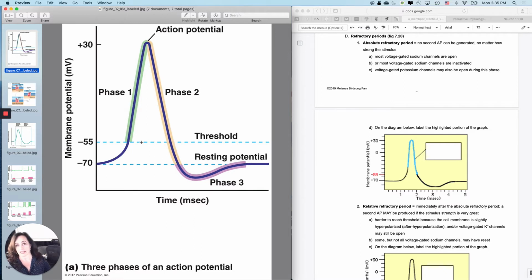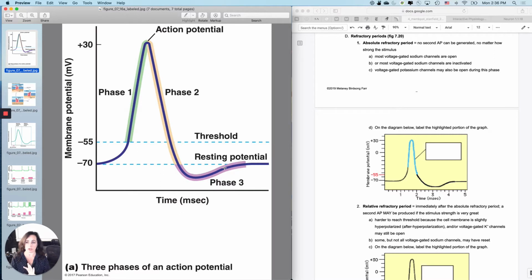And what kind of gated? Well, definitely not voltage gated, because that starts right here. So we said that we're going to look at these as ligand gated sodium channels. And then once I get to minus 55, from minus 55 up, these are opening voltage gated sodium channels. And then when I'm at the top here, you will close your voltage gated sodium channels and open voltage gated potassium channels as you start moving down here. And then you're going to have to pump everything back into the right position.